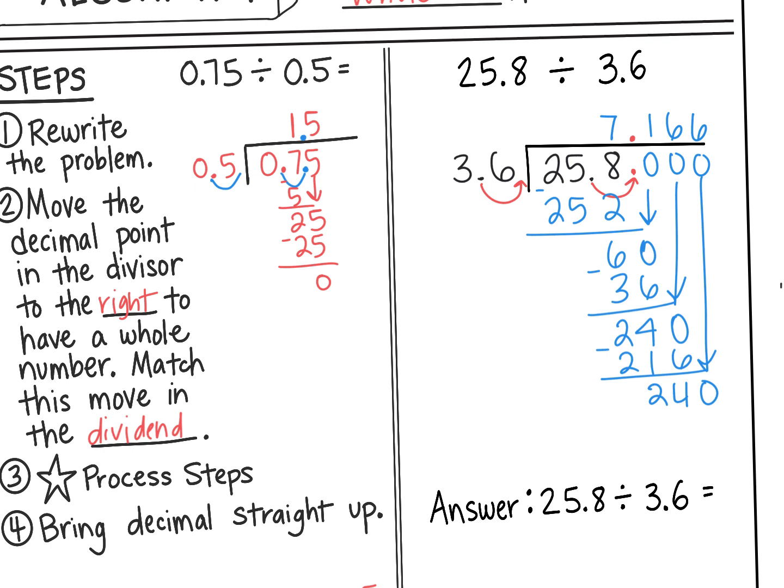So when I write my answer, I want to make sure that I write my answer to show that 6 repeating. I don't have to write a bunch of 6s. All I need to do is write 7.16 with a bar over the 6.